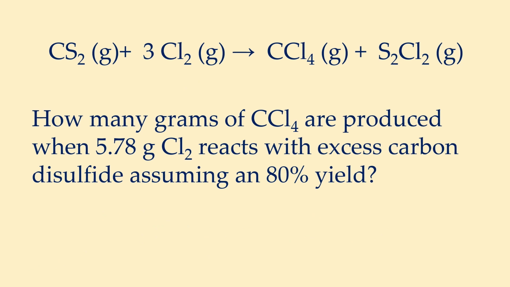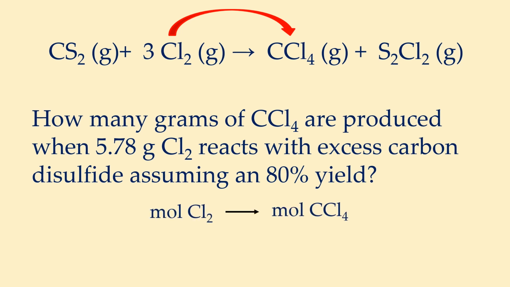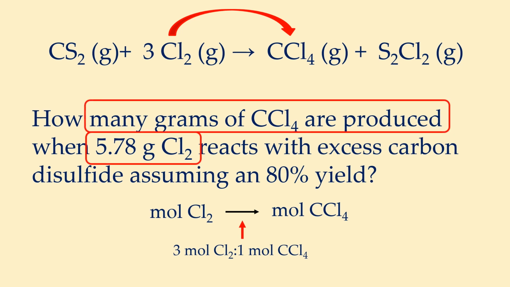I'll use the limiting reactant chlorine and convert to carbon tetrachloride. To do this, I'll need to convert the moles of chlorine to the moles of carbon tetrachloride. And I can do this by using the mole-to-mole ratio from the balanced equation. But notice, the moles of chlorine are not provided. Rather, we begin with the mass of chlorine and are asked for the mass of the product.